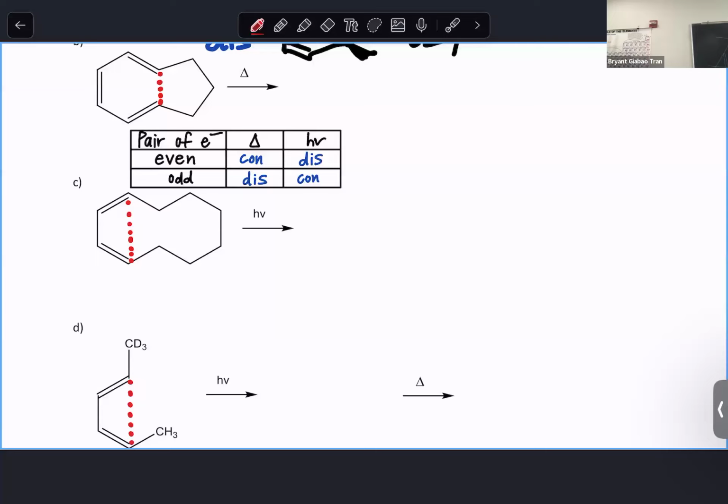So I was thinking, maybe if it was like this, then that would be a diastereomer. Then you get even more. Yeah, so that's going to be more complicated. But that makes sense.